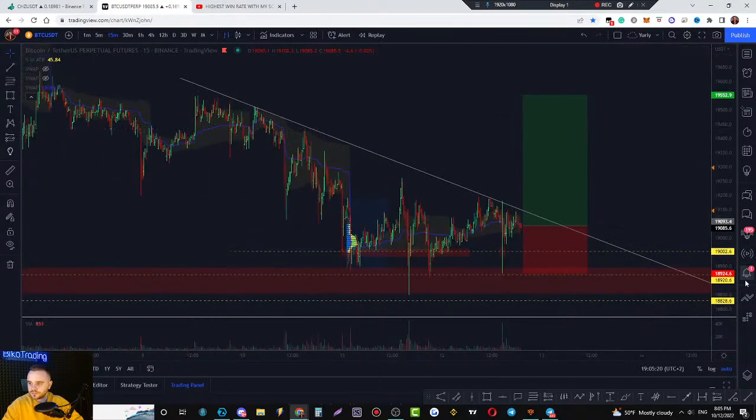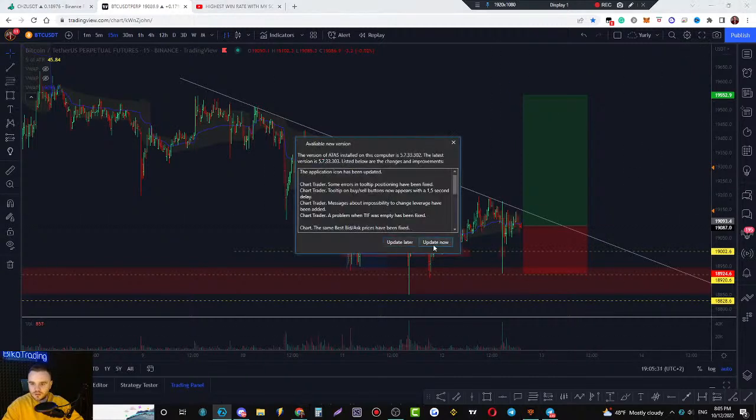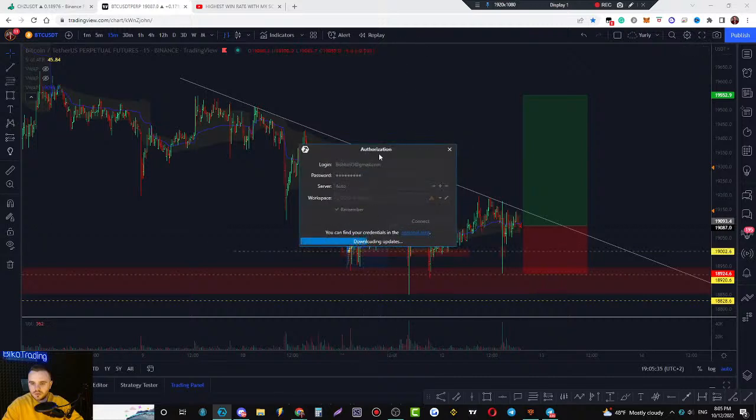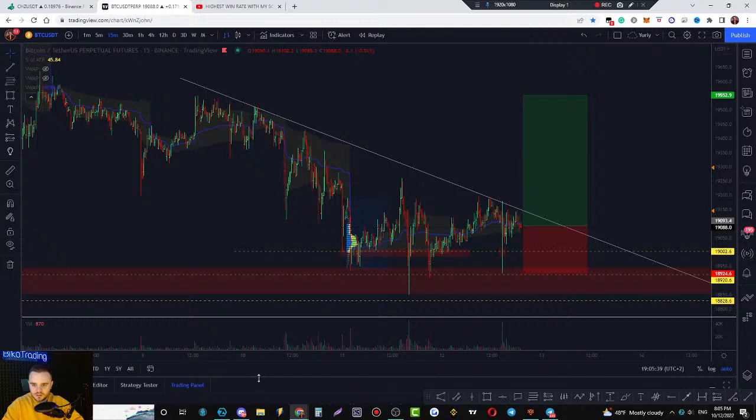Okay, let's go to another coin. At this moment, there are other coins that potentially could give us a good entry idea. And that coin is... update now. While it's updating, let's go to another coin.